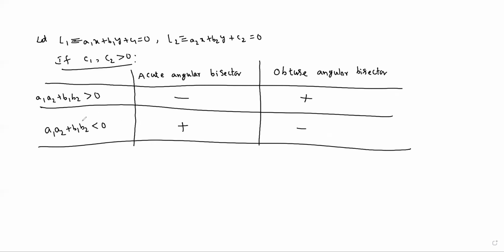A1a2 plus b1b2 is positive: acute angle bisector, minus symbol; obtuse angle bisector, plus symbol. A1a2 plus b1b2 is less than 0: then the acute angle bisector is the plus symbol I have to take in that formula, and the obtuse angle bisector is minus we should take. Okay, next.